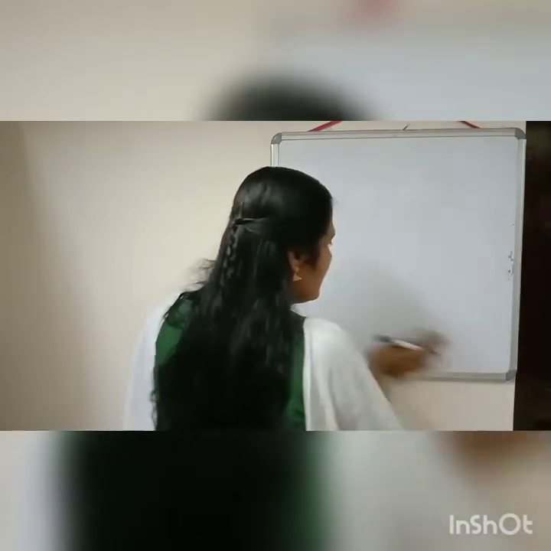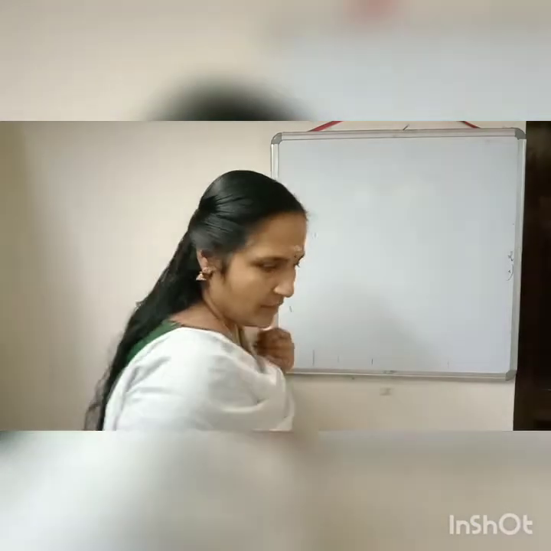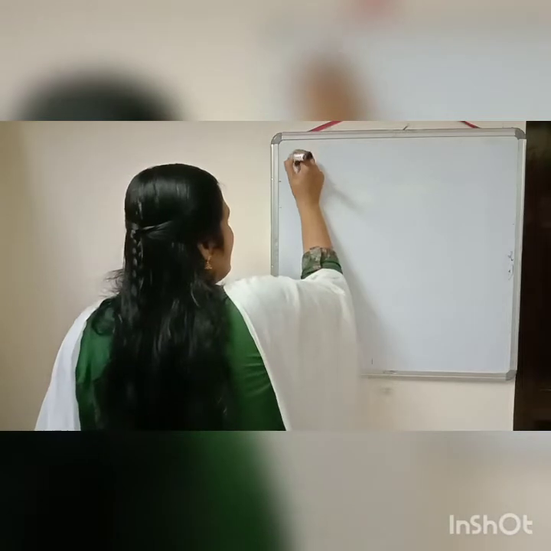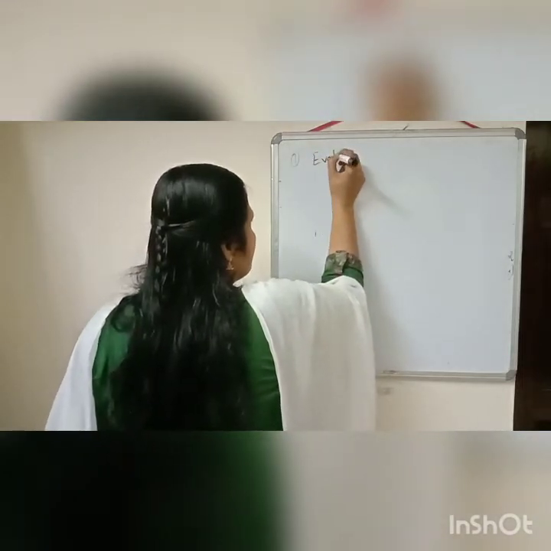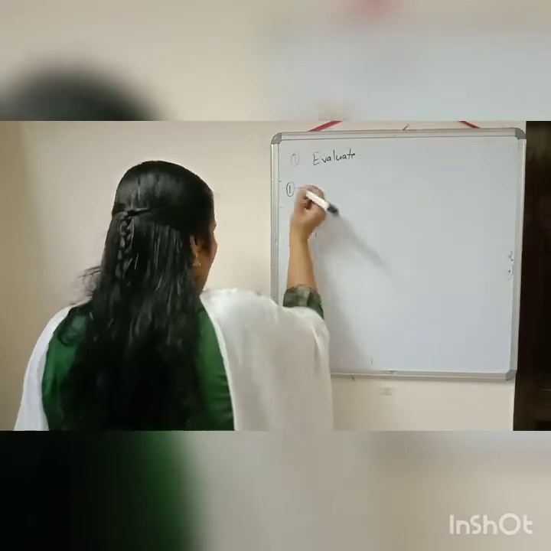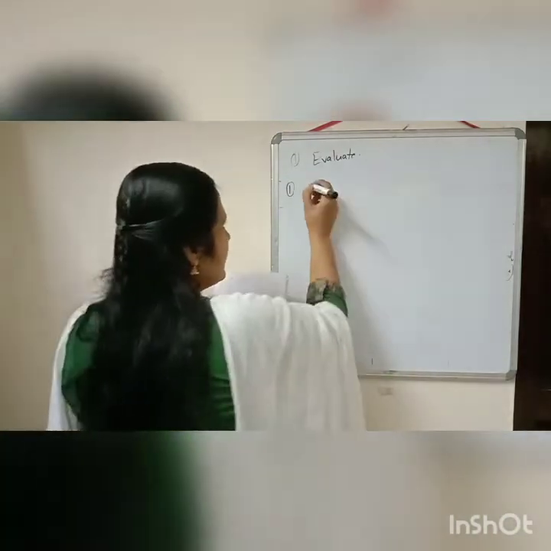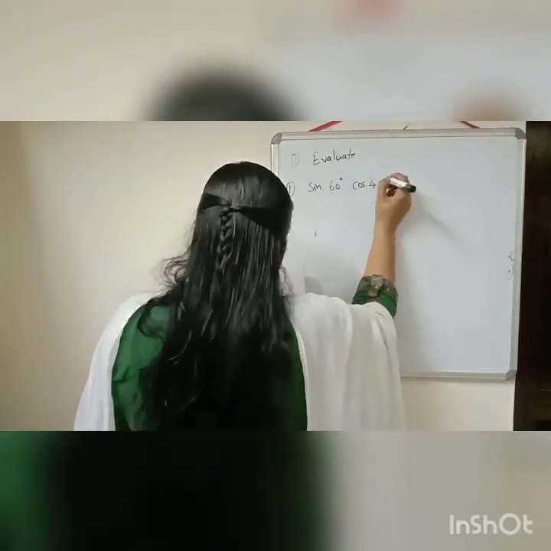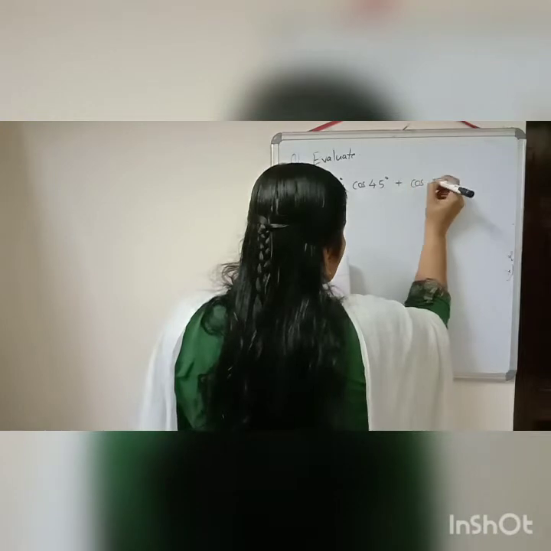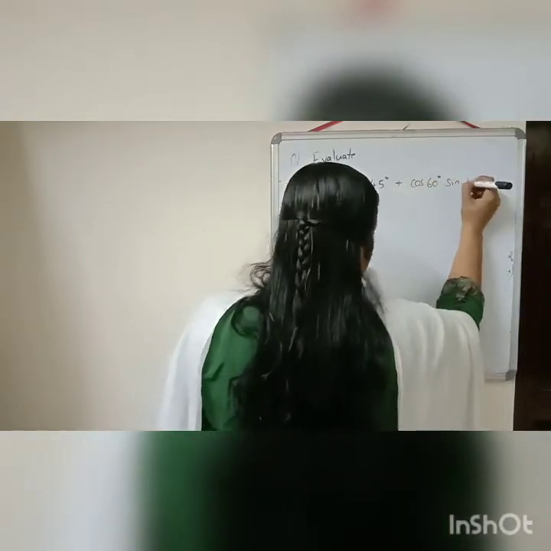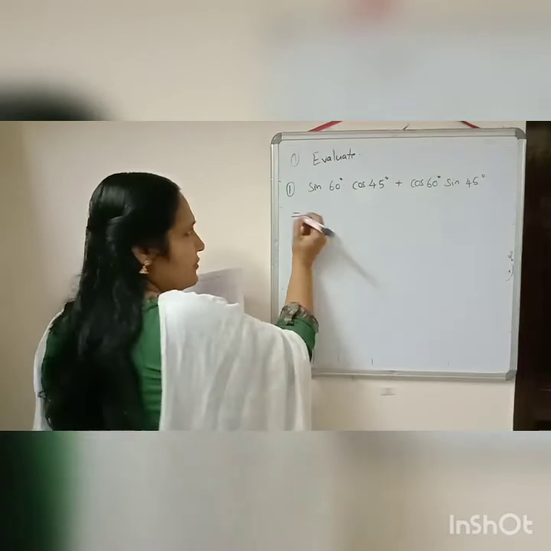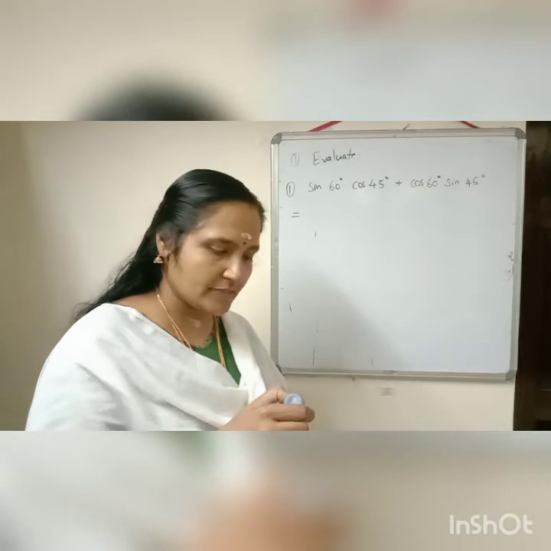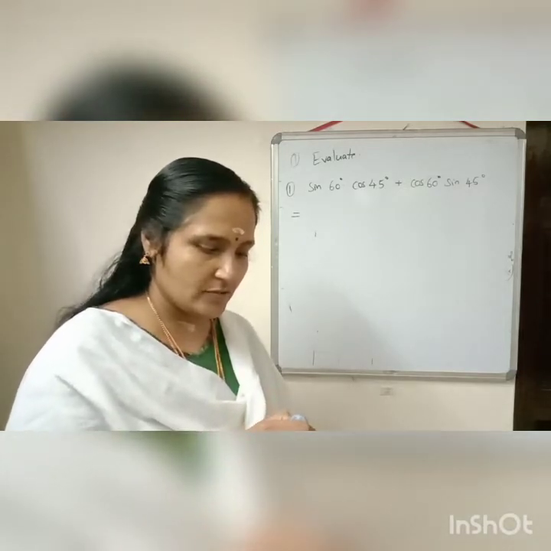So all of you just write down the first question, evaluate: sin 60 degree into cos 45 degree plus cos 60 degree into sin 45 degree. We don't have to do anything, we just have to substitute the values. Do you know the value of sine 60 degree? Yes. So substitute that value.